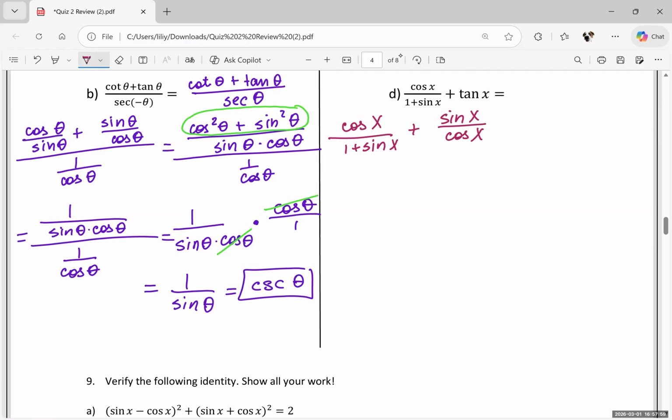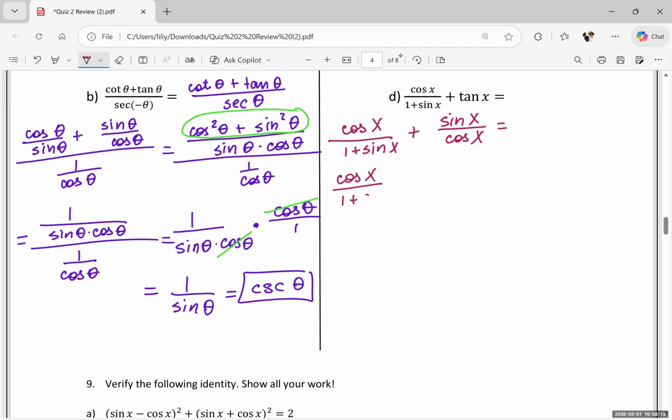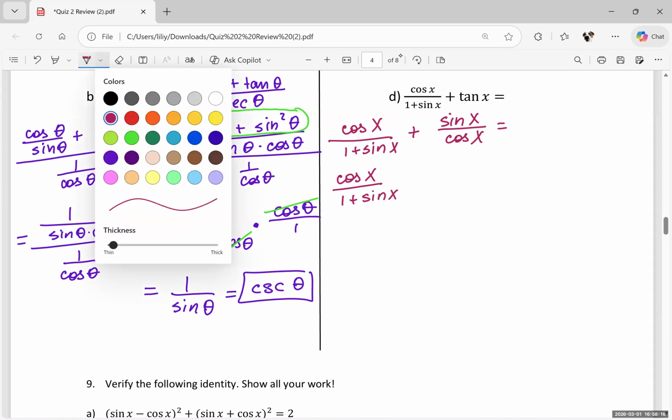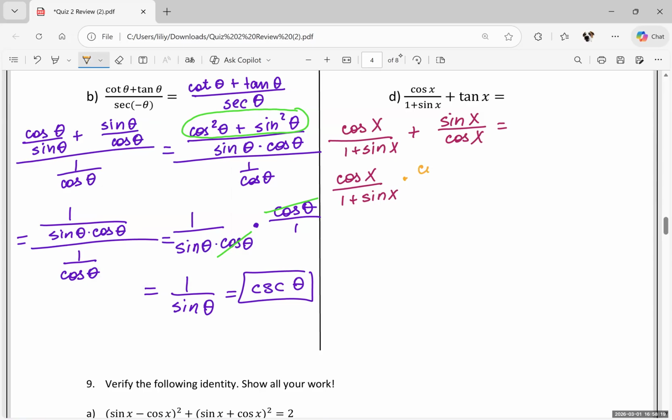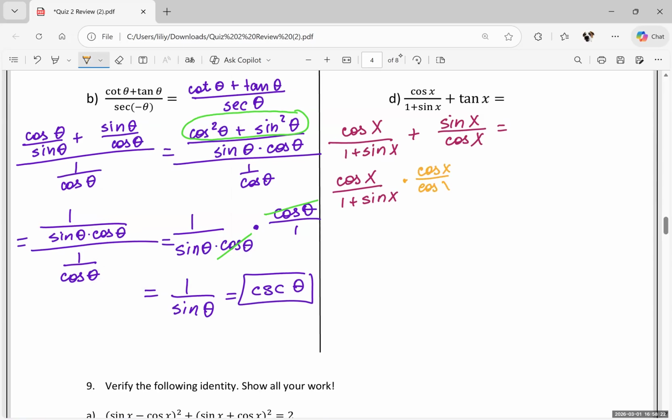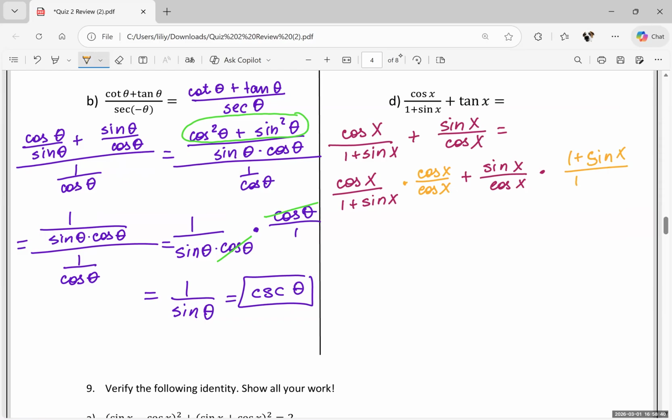Now we're going to add these two fractions. The least common denominator is both denominators multiplied together. So let me just do it step by step. Cosine x divided by 1 plus sine x, you're going to multiply that fraction by cosine x over cosine x to get the least common denominator. Plus sine x over cosine x. We're going to multiply this one by the other denominator over the other denominator.